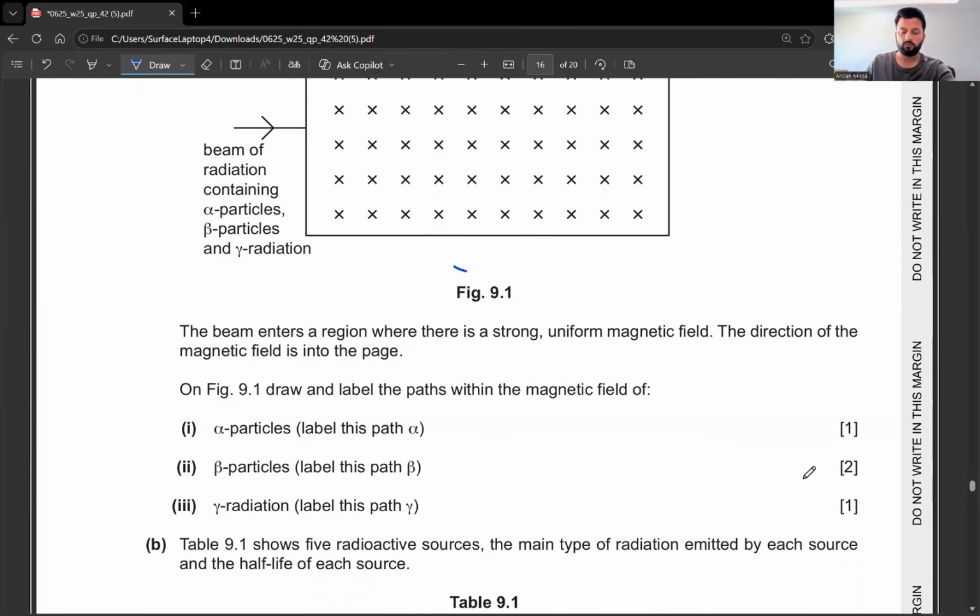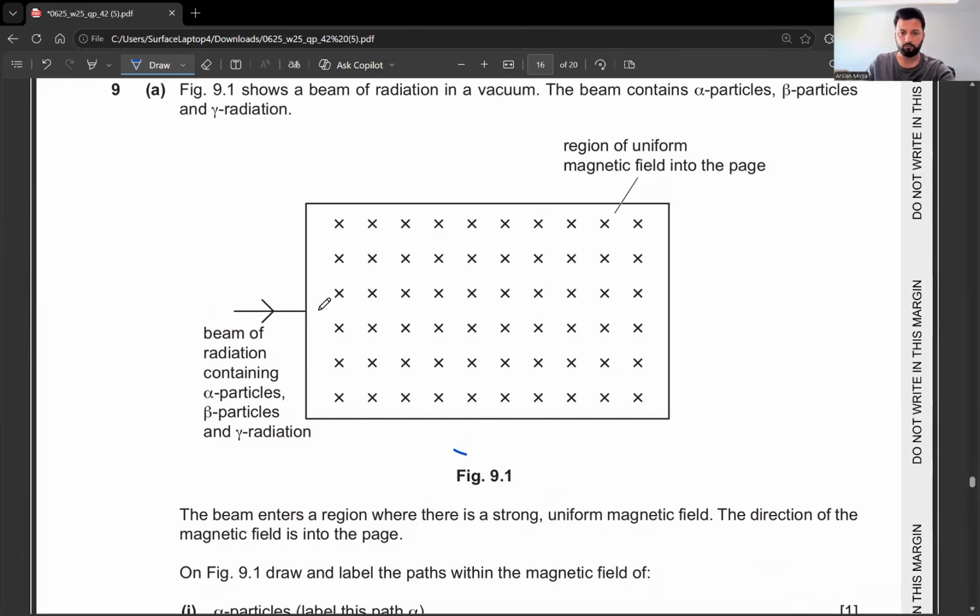Why are there 2 marks for beta? Let me tell you. Because beta particles are electrons, they will deflect quickly because they are very light. Alpha particles will not deflect as quickly. They will take more time to deflect because alpha particles are helium nuclei that are heavier.